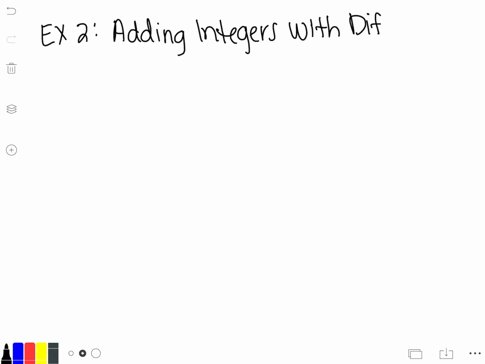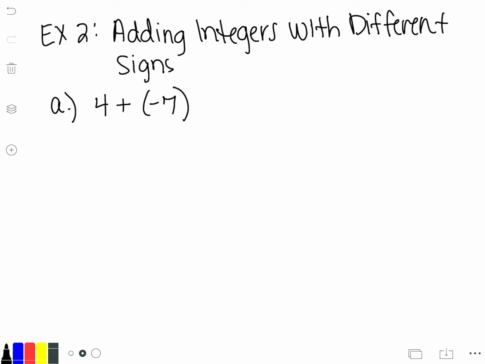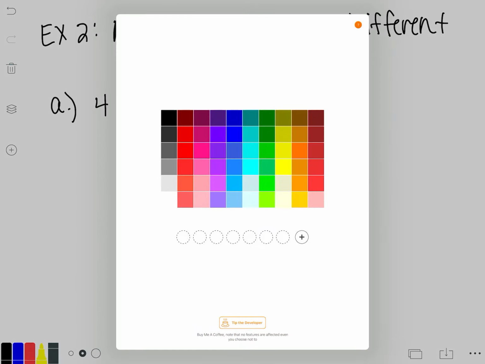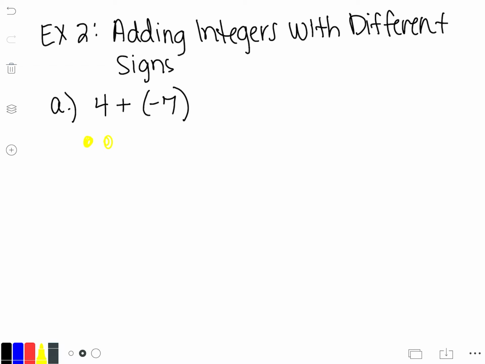Example 2 would be adding integers with different signs. I think this is where the counters really do come in handy, and I'll show you. For this particular problem, let's say we've got 4 plus a negative 7. This is different than the other example problems because your 4 is positive and your 7 is negative. If we were using counters, you would have 4 yellow and you'd have 7 red.